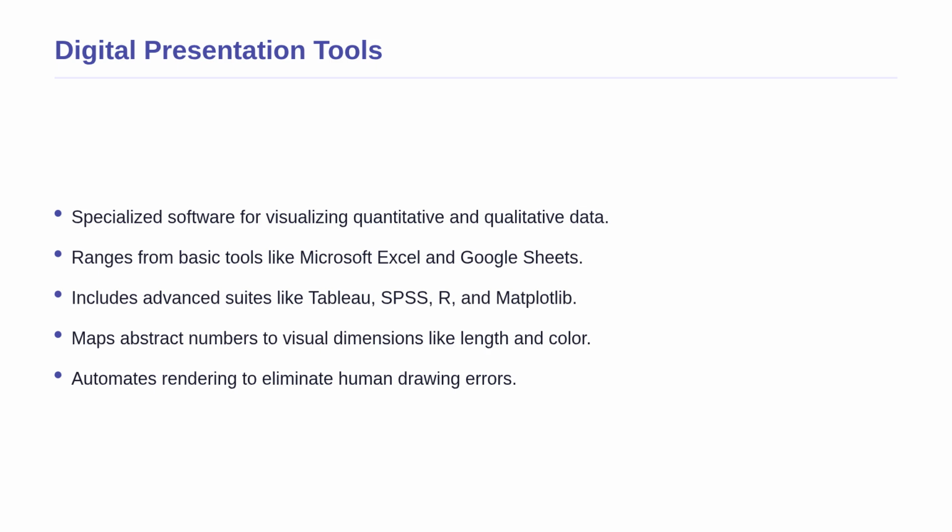Their primary function is to map abstract numerical values onto visual dimensions, such as length, position, color, and area on a digital canvas. By automating this graphical rendering process, these tools eliminate human drawing errors and allow for dynamic exploration of massive datasets.